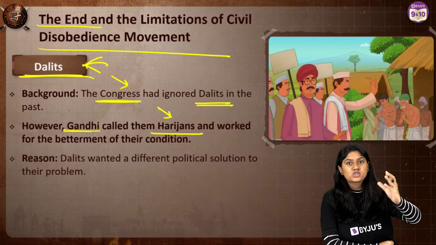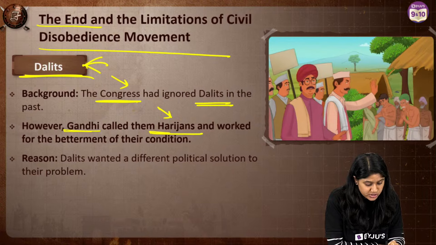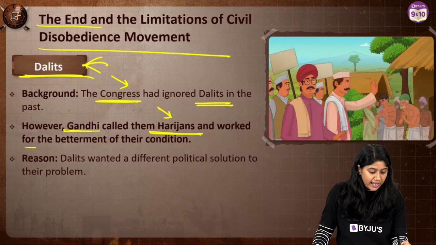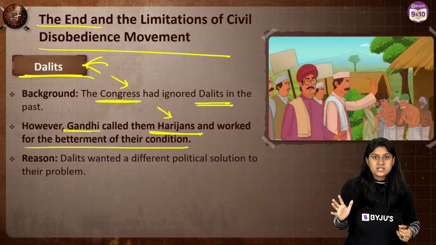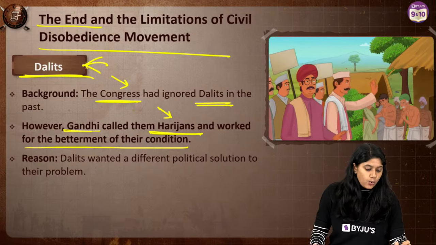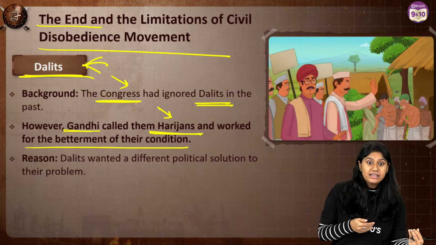Gandhiji, whom people saw as a national leader, was supporting the Harijans, right? And of course, he worked for better conditions for them, and he actually tried to uplift them and their status in the country. And that actually helped. So what happened? We saw that they got involved in the political parties later, right?